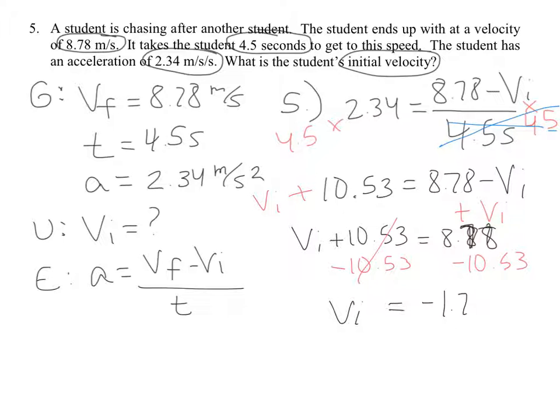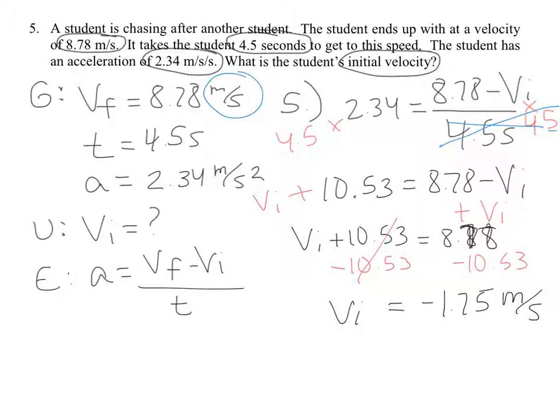negative 1.75. And since we're dealing with velocity, if we look over here, velocity is in meters per second, so my units for initial velocity would be meters per second as well. The question is, why is it a negative velocity? Well, negative is direction, remember? It's not like having a negative speed. It just means that this student was originally moving 1.75 meters per second in the backwards direction. When the student was finally up to its final velocity, that student was moving forward.